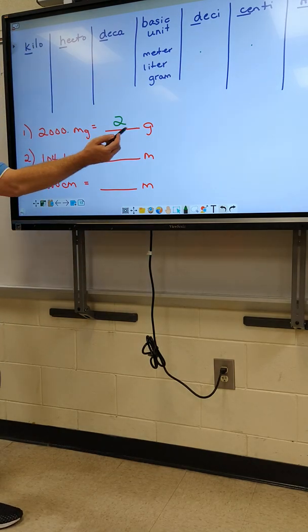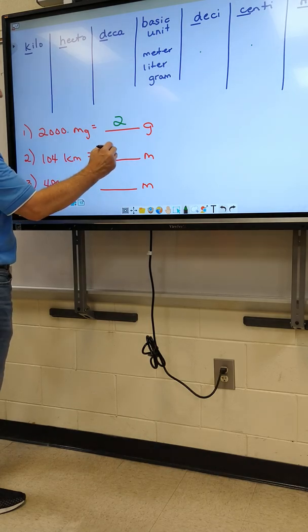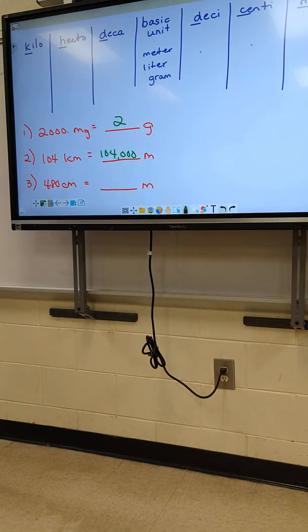Kilometers, and I gotta move to meters. How many places do I have to move my decimal, and which way? Right. 1, 2, 3. I agree. So if I move my decimal 3 places to the right, it's behind the last number, right? So I gotta add 3 zeros. 104,000. Yep. It's really easy. You guys do 3.